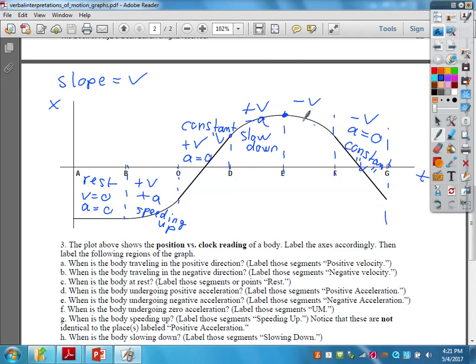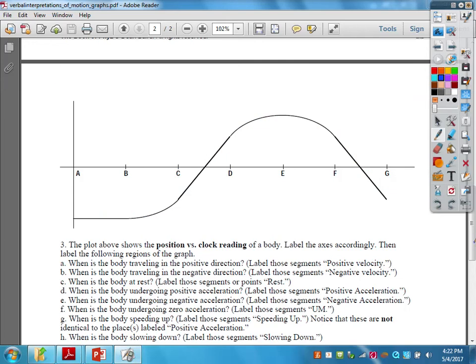Over on this side, the line is getting steeper. The slope's getting steeper. That means I'm speeding up again. That's a negative a. If I ask where do I turn, that would be at E. E is where I turn. I turn for a moment and start heading back in the opposite direction. One last problem.